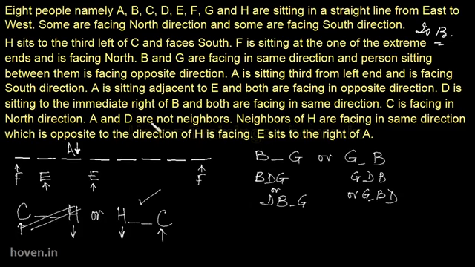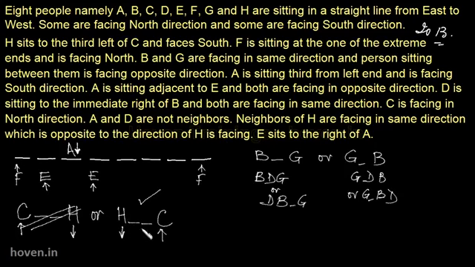Next, A and D are not neighbors. Okay, we'll verify it later. Neighbors of H are facing in the same direction, which is opposite to the direction of H. Now this means that H has two persons surrounding him.